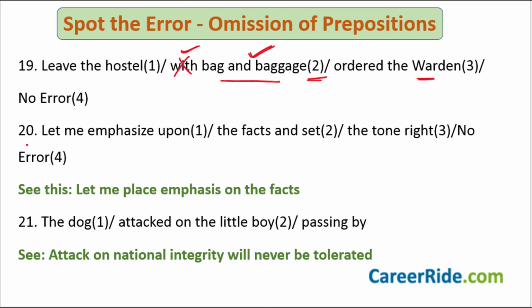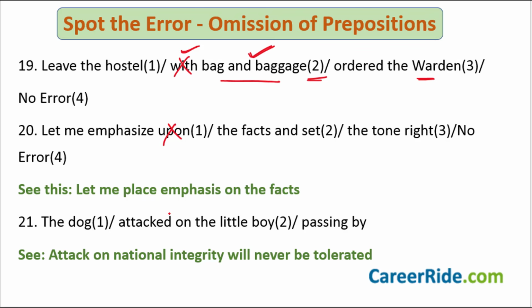Sentence number 20. Let me emphasize upon the facts and set the tone right. Can you read the sentence again for yourself? Let me emphasize upon the facts and set the tone right. Now, if you see the second and the third part, there's no mistake here. The mistake is actually in the first part of the sentence. This "upon" should not come here. Let me emphasize the facts and set the tone right.